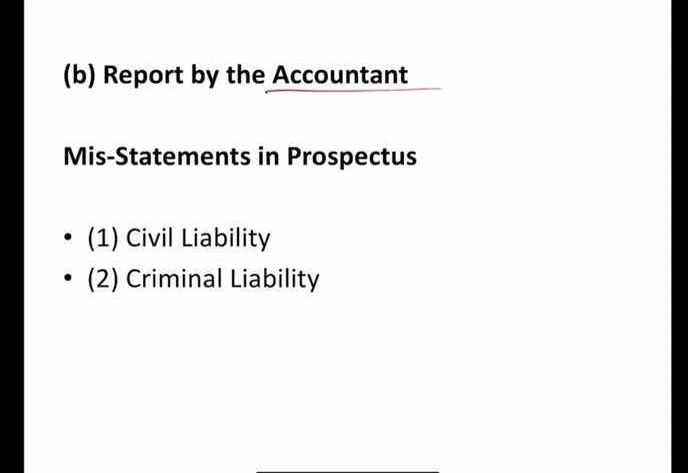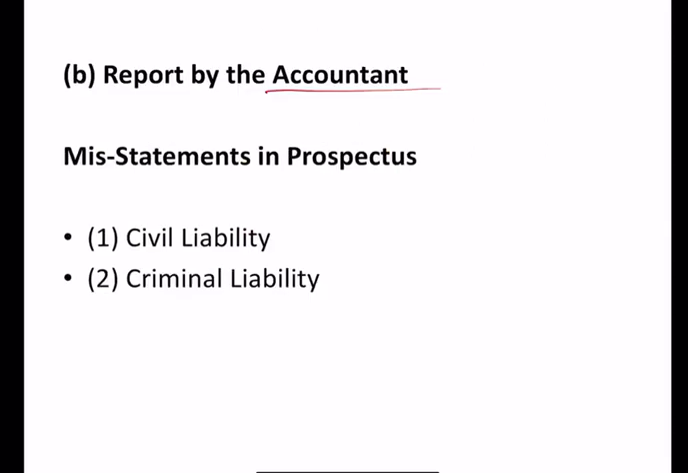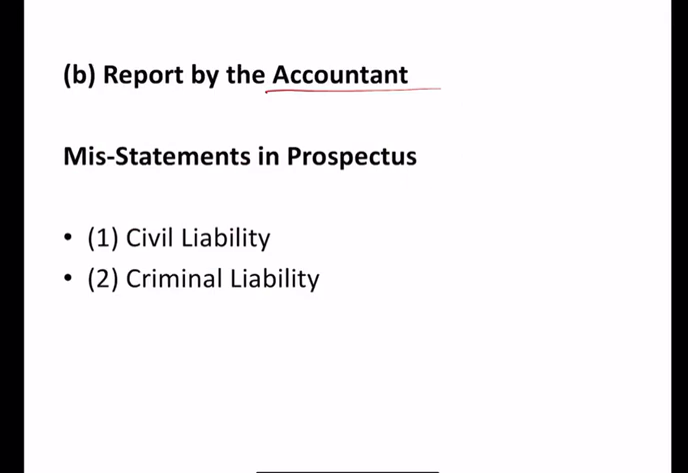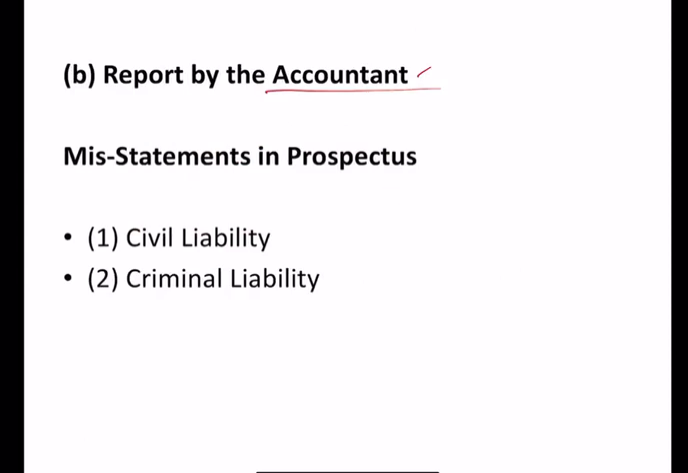Not only the auditors, even the company accountants also prepare and attach these reports to the prospectus. Accountants are different, auditors are different. Auditors do auditing, a special course. Accountants are not as expert compared to auditors. Apart from auditors, even the company accountants also prepare their reports. But those reports prepared only by accountants of the company are not much relied upon. The public will rely upon auditors much more compared to accountants.